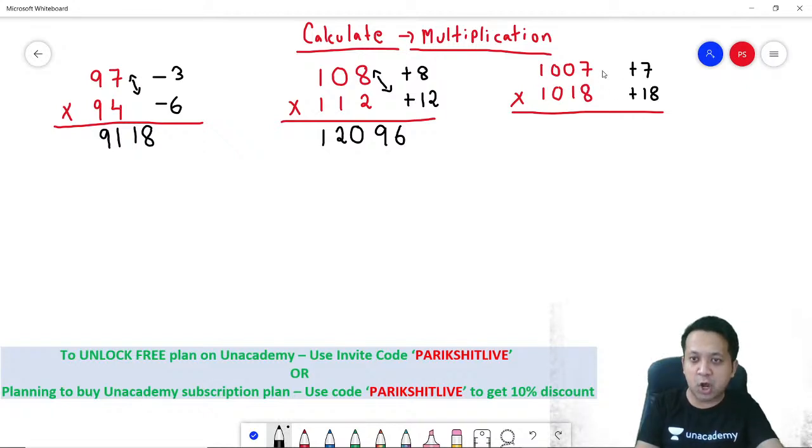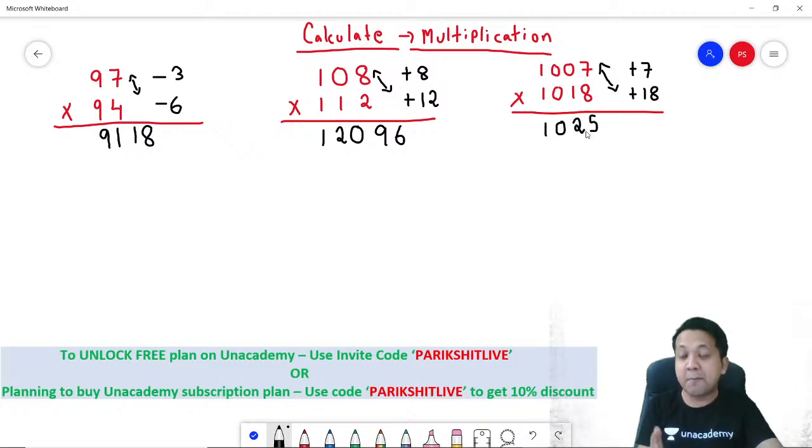Step 2, cross. You can cross it like this: 1007 plus 18. How much is it? 1025. Step 3, multiply the differences. What are the differences? 7 and 18, right? So multiply the differences. 18 into 7 is how much? 18 into 7 is 56. So the answer is 1025126.